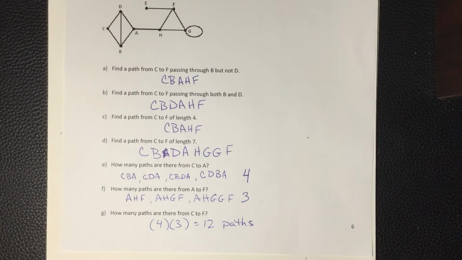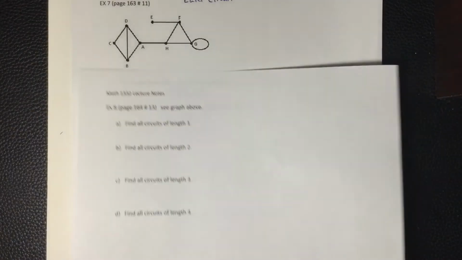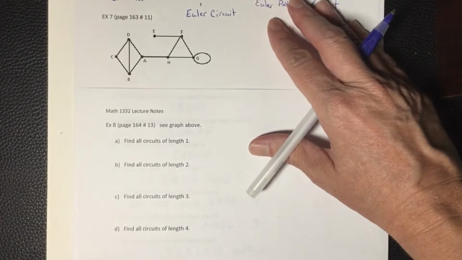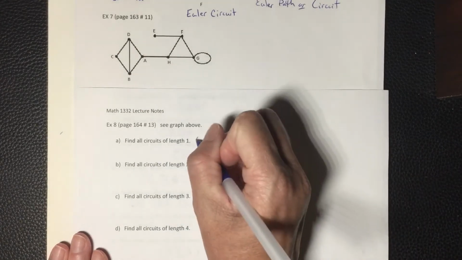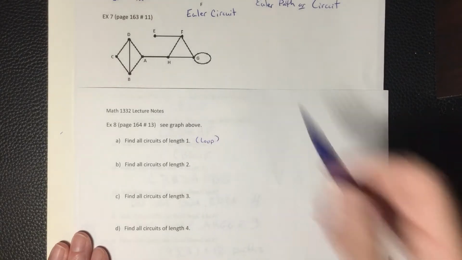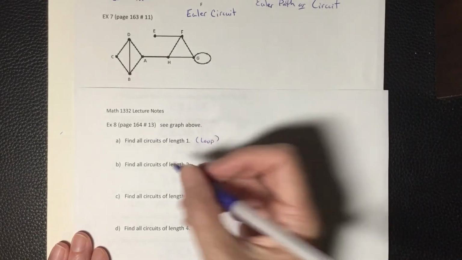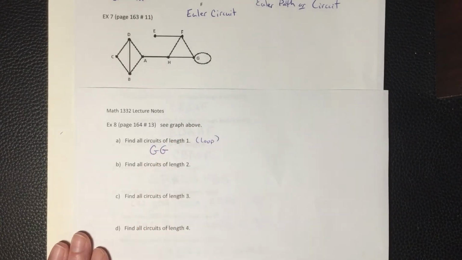Now if you look on the next page, it says example 8 tells you to use the graph above. So they are referring back to this graph. So I'm just going to lay this page here, but I'm going to leave this graph. First thing we're asked is to find circuits of length 1. So if it's length 1, it has to be a loop. So the only loop we see is at G. So we list that G to G. So for a circuit, remember the first and last letters have to be the same.